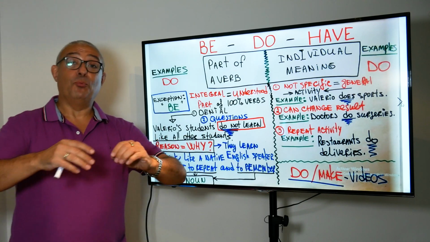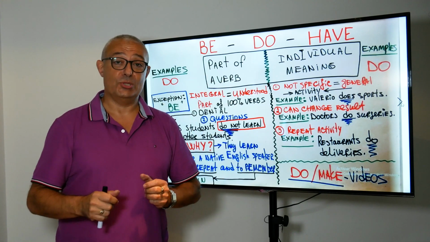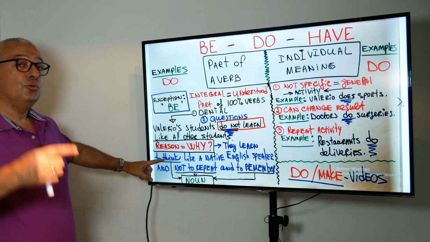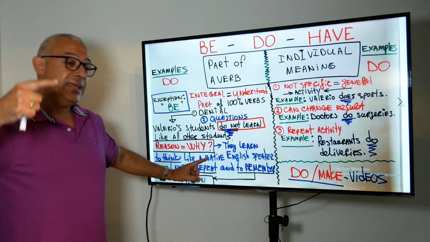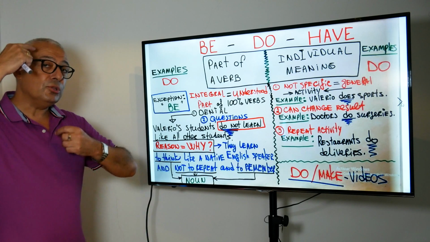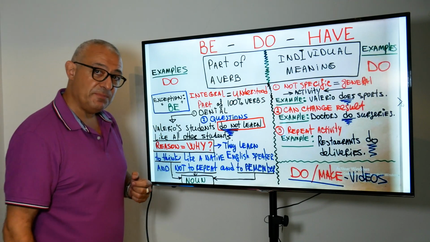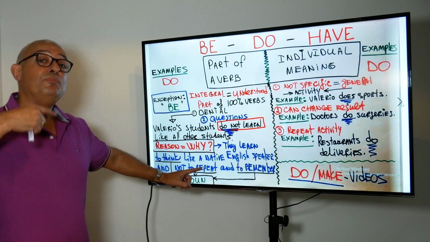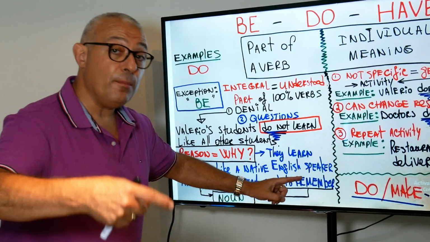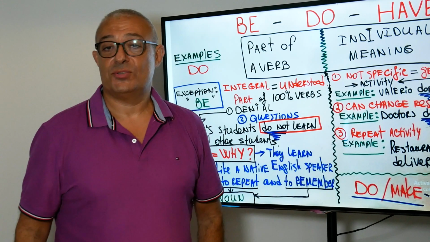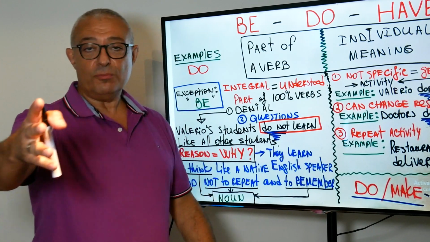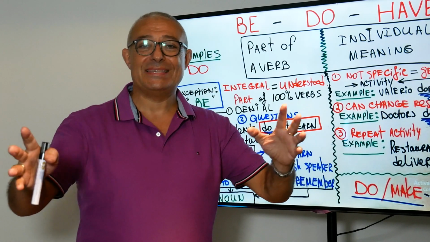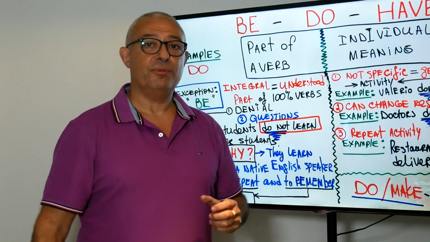So, you will ask a question, but why don't Valeria's students learn like all the other students? Very easy. They learn to think like a native speaker. If you don't learn to think like a native speaker, then you have no choice. You must learn to repeat and to remember like all the other teachers ask you to do. Well, I don't know about you, but I have problems with memory. I cannot possibly remember everything there is to remember.